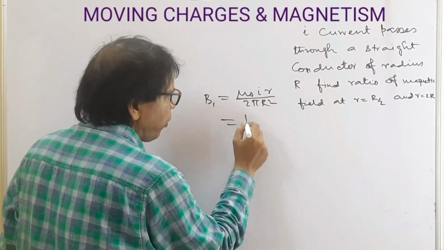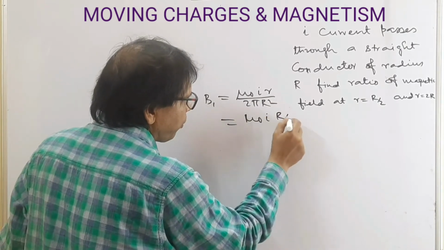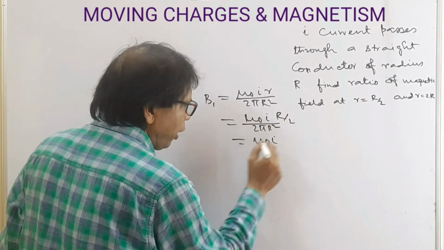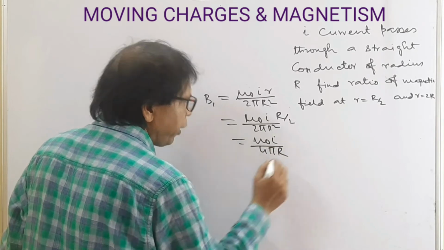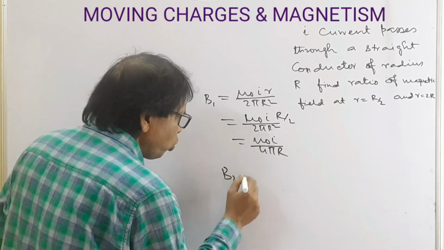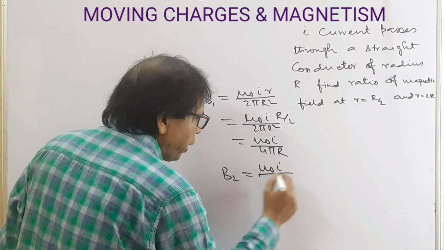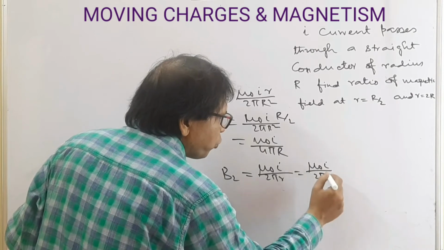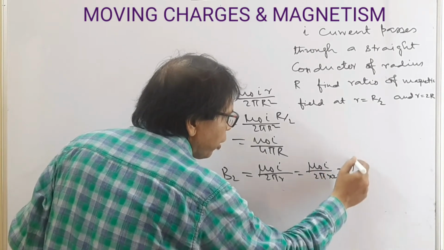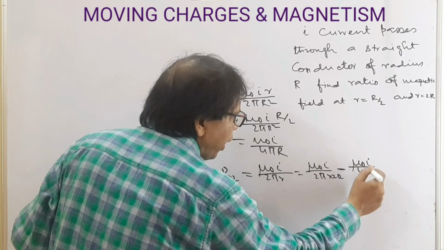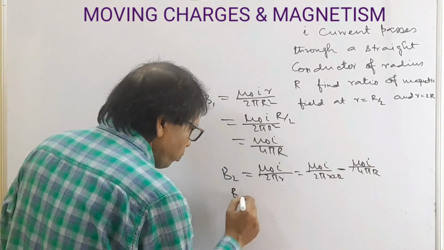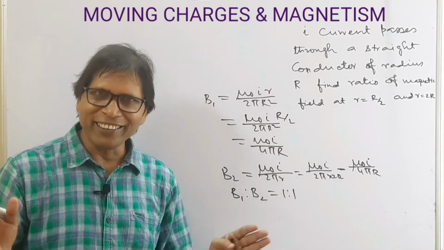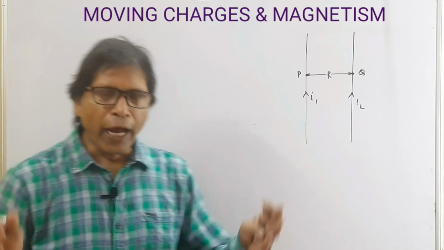So look at this. This is mu naught I by R by 2 and 2 pi R square. So this is mu naught I by 4 pi R, okay? Now what is B2? B2 equals mu naught I divided by 2 pi small r. So mu naught I divided by 2 pi, this is 2R. So this is mu naught I divided by 4 pi R, okay? Therefore B1 is to B2 is 1 is to 1, okay? Understood?